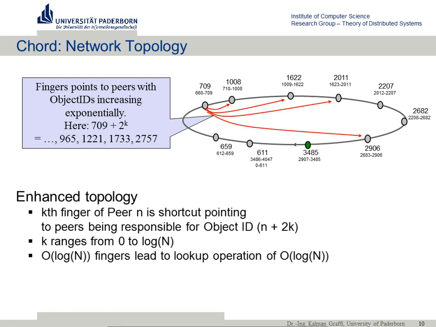Yes, so the goal lookup time will be O(log n), so that means the maximum is 160 hops, but typically it's only around 5 to 10.